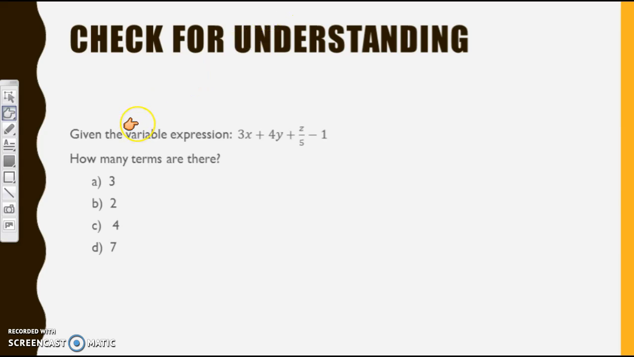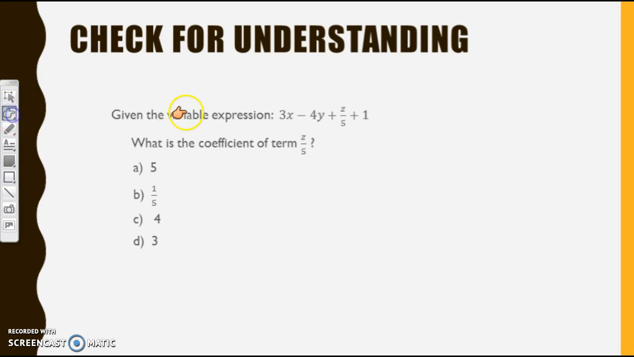Okay, so here's a check for understanding. How many terms are there in this expression? Well, let's count. 1, 2, 3, 4. Remember, they're separated by addition and subtraction signs. So there are 4 terms.